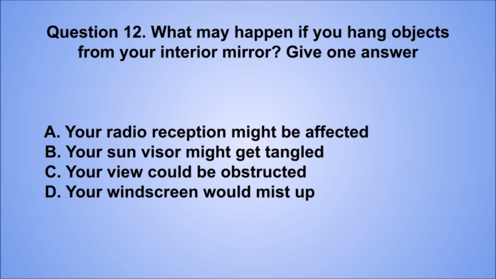Question 12. What may happen if you hang objects from your interior mirror? Give one answer. A. Your radio reception might be affected. B. Your sun visor might get tangled. C. Your view could be obstructed. D. Your windscreen would mist up.